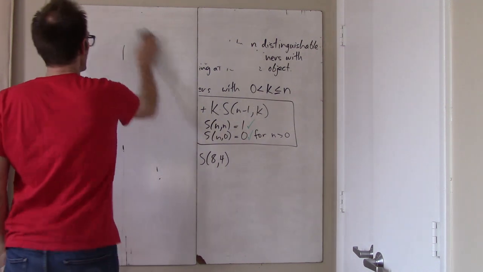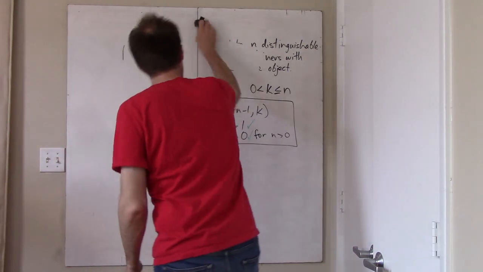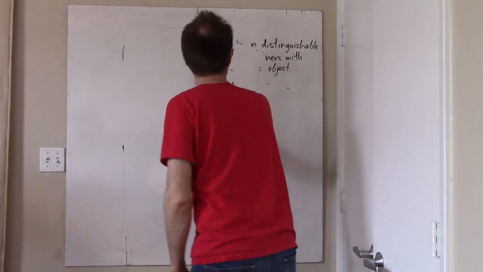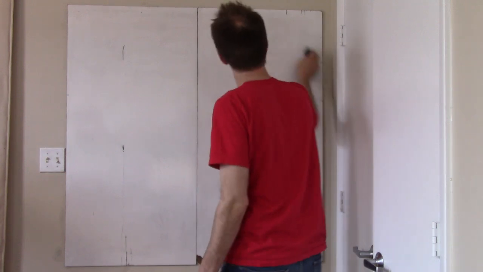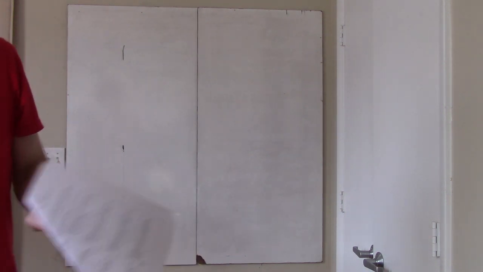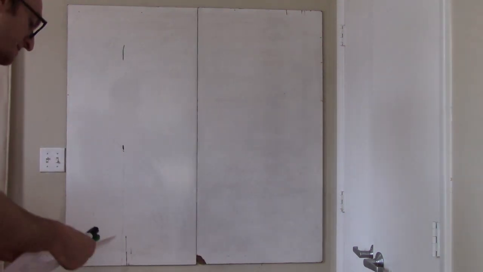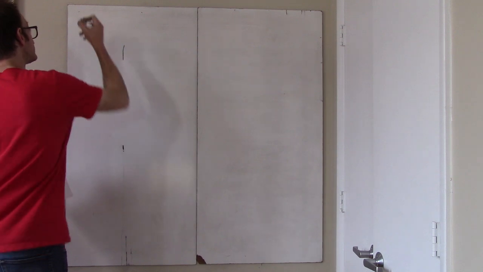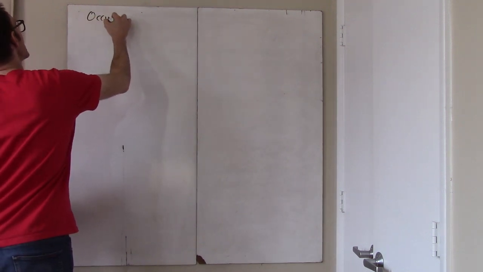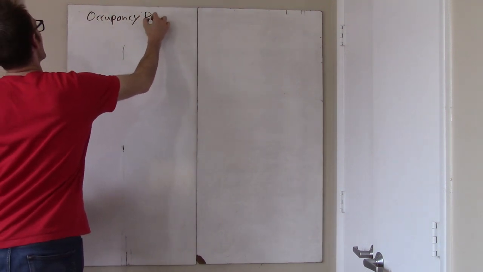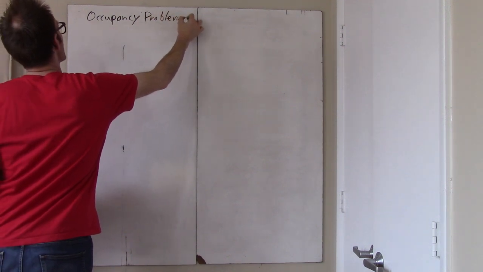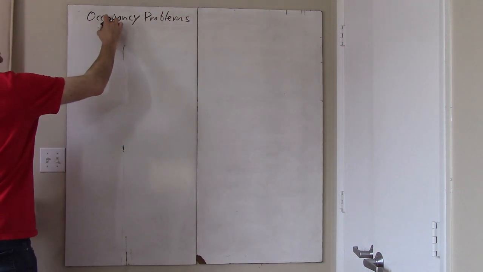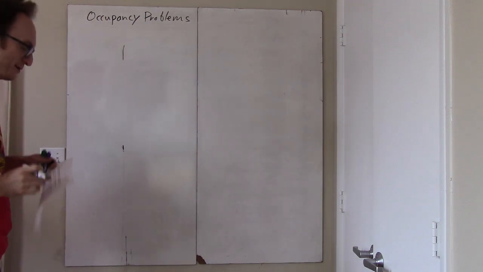Okay, what are occupancy problems? Well, they're ones that we've just been doing, and we also did some of them once upon a time forever ago. They are problems investigating the number of ways to occupy certain containers. Or to put it in more of an active voice, it's the number of ways to distribute objects to certain containers. Okay.